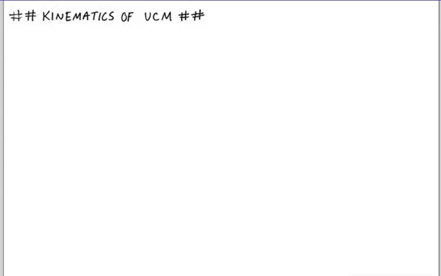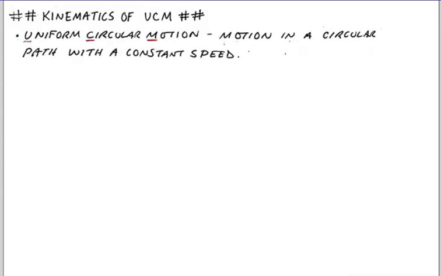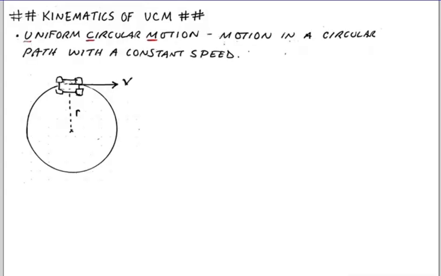Today we're going to be talking about kinematics of uniform circular motion. What do we mean by uniform? An object in uniform circular motion is going to be moving with a constant speed. And what do we mean by circular? We mean that its path is a circular path. Imagine a car driving in a circle of radius r with a constant speed.